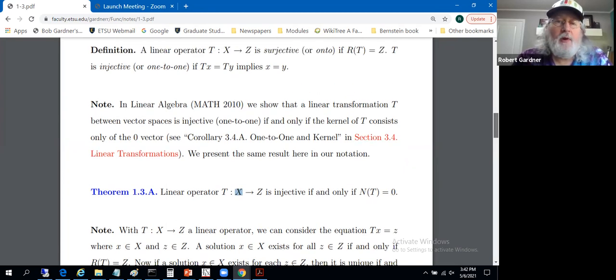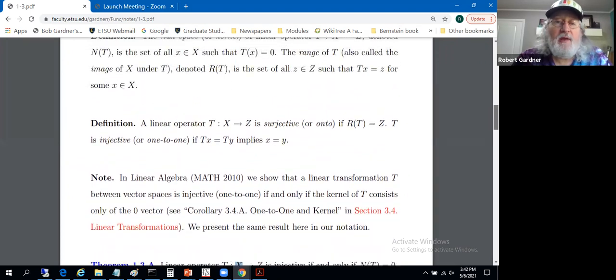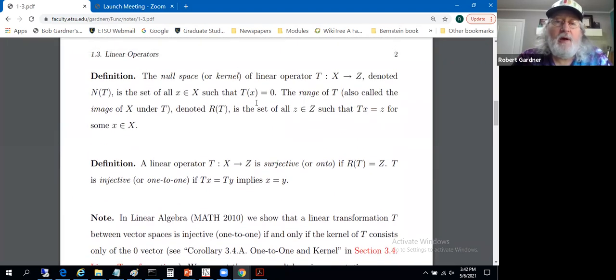Remember, the null space is the set of all vectors in X that are mapped by T to the 0 vector. So that 0 vector, that actually lives in Z, where X itself lives in X.